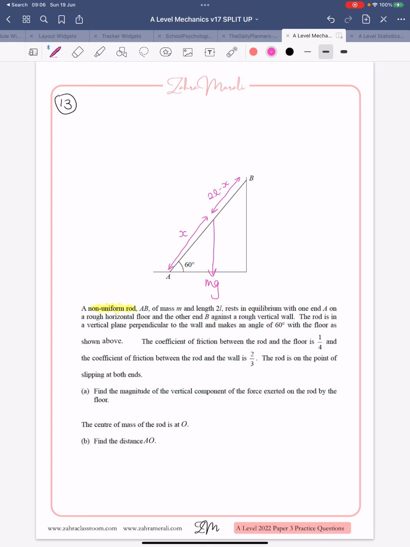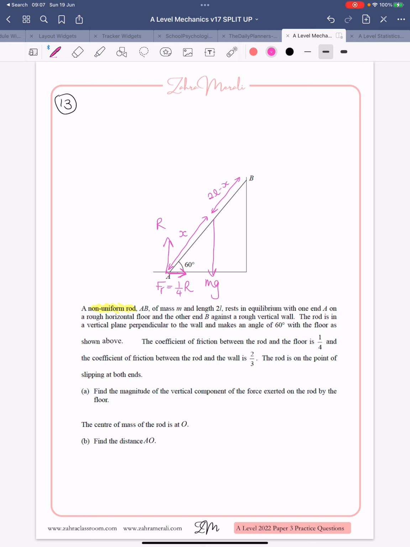And we know it's on a rough horizontal floor. So at A, we're going to label R. And because it's rough, we're going to have our friction always going this way. And so that's friction, and that equals mu R, and we're told the mu is 1/4. And if you always write in the mu R, you're not going to confuse your friction with force in general.